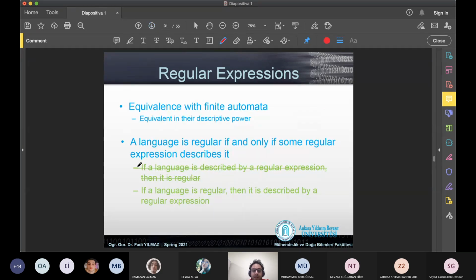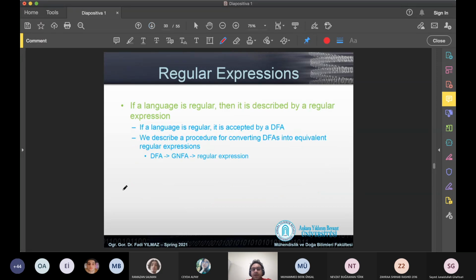So we explained this one, and the second one is the other direction of our theorem: if a language is regular, then it is described by a regular expression. So this is different, right? Before, if a language is described by a regular expression, then it is regular. So this is the opposite way. Let's look at how we prove it. If a language is regular, it is accepted by a DFA. That's correct, right? So we describe a procedure for converting DFAs into equivalent regular expressions. Then we can prove this.